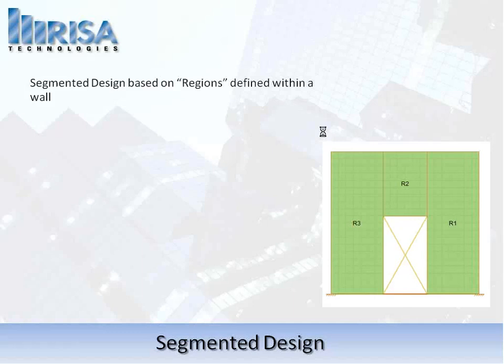So, those regions must be defined within the wall to have a segmented design. When I look at the right here, I can see I have 3 regions: region 1, region 2, and region 3. Another word for regions may be pier design. A region is a rectangular area, and it's important to note that it has to be rectangular. You can define it anywhere, you can put regions in any location, but they have to be rectangular.